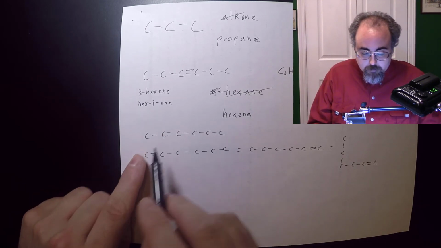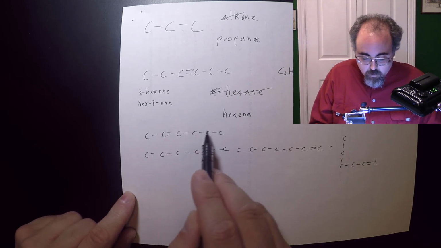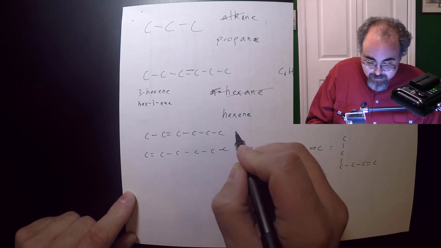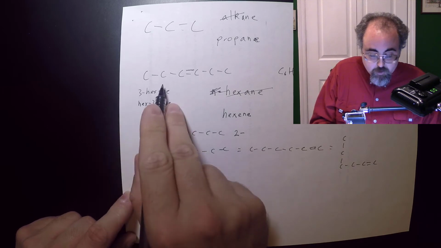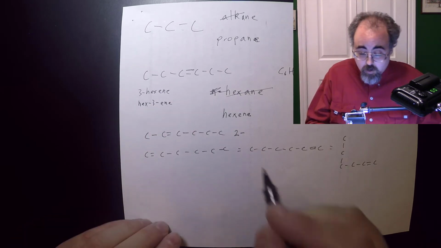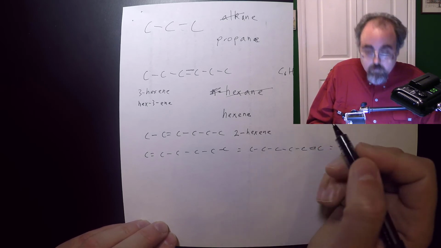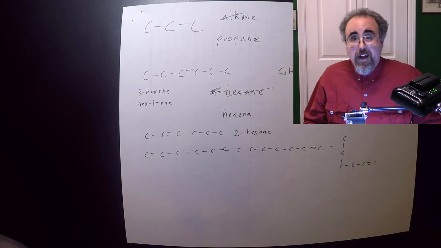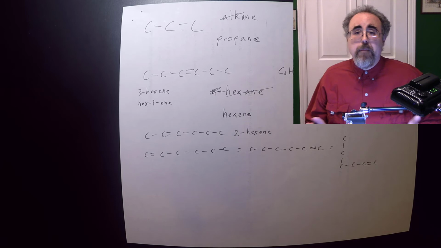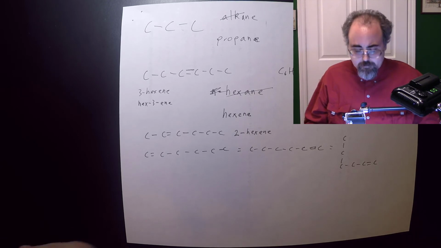Okay, let's look at this one. So I can go 1, 2, 3, 4, 5, 6. So this makes sense that this would be 2. I'm just putting the first carbon that I land on, 2-hexene. Double bonds, of course, stretch across 2 carbons. I picked the lower of the 2, or the first one.